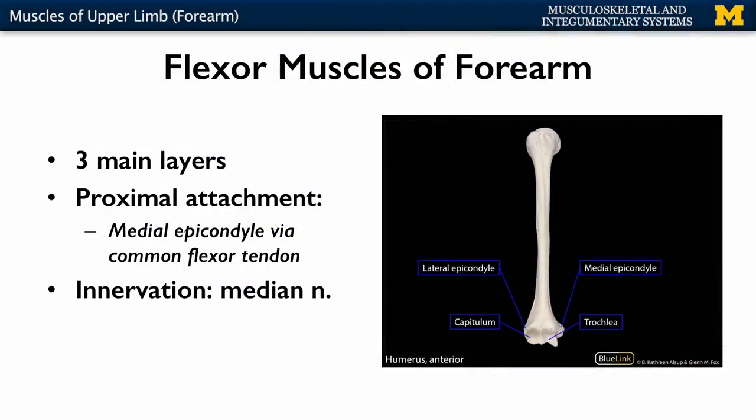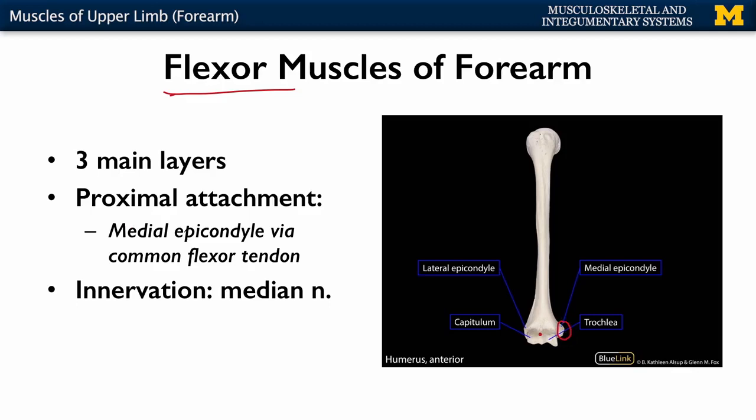So let's start with the anterior side of the forearm, and these are going to be the flexor muscles. So they're going to be located in the forearm, but they're going to flex the wrist and flex the digits. There are three main layers, and we're going to start with the superficial layer, and these muscles in particular are going to attach to the medial epicondyle of the humerus via the common flexor tendon.